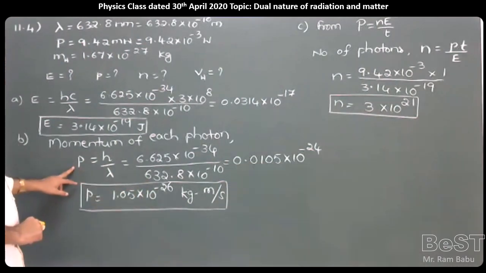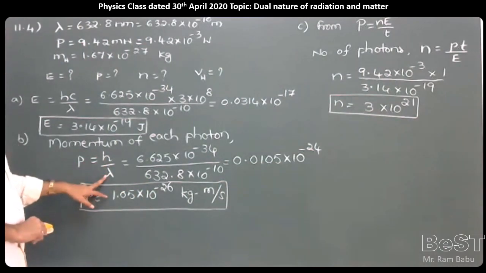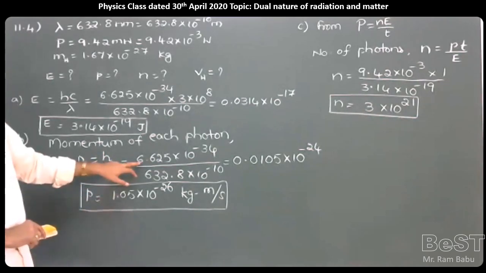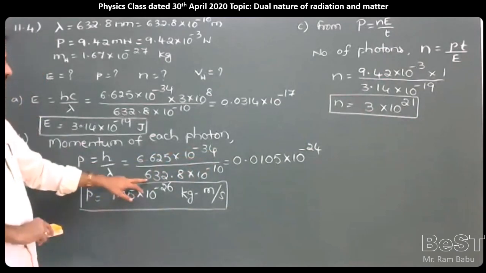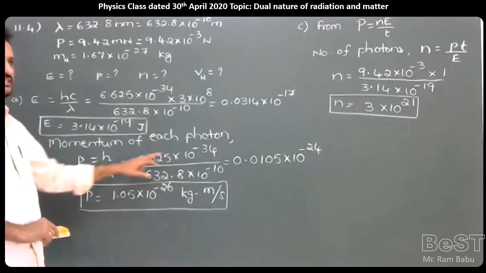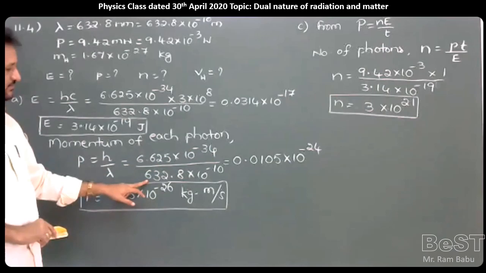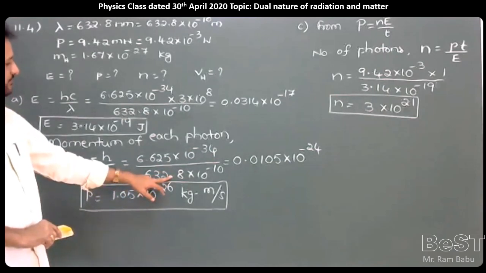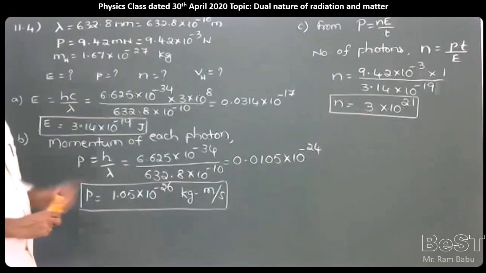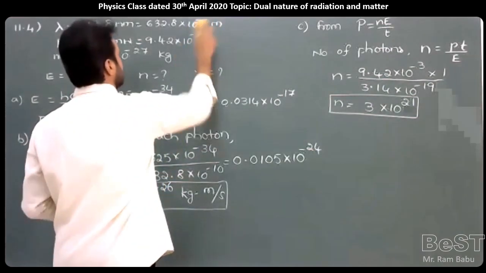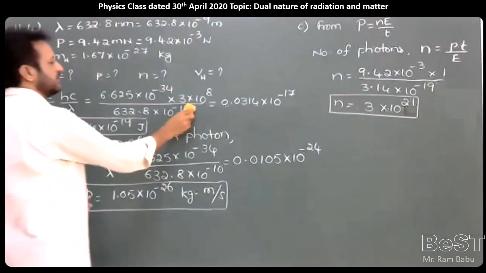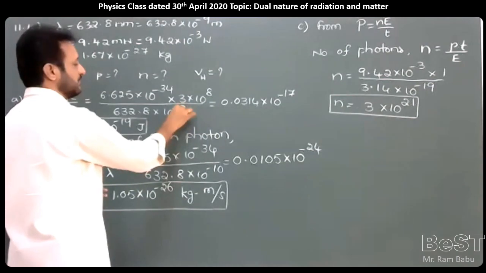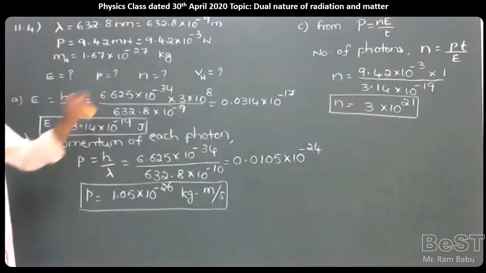Check your calculation. P is equal to h by lambda. Lambda is equal to h by p, or p is equal to h by lambda. Check the calculation: 6.625 into 10 power minus 34 divided by 632.8. Okay, nanometer is given. We should write the value 10 to the power of minus 9, here also 10 to the power of minus 9. They have not given angstrom, they have given nanometers. That's why we should write 10 power minus 9.